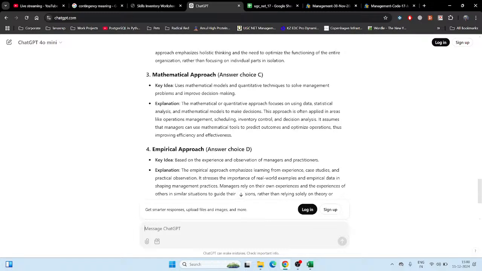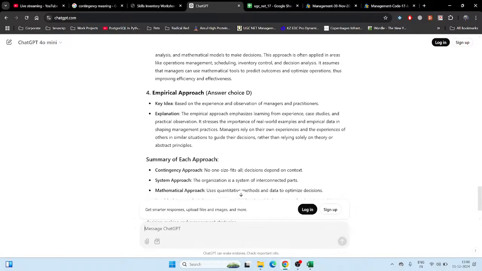And the final, empirical approach. Based on the experience and observation of managers and practitioners, the empirical approach emphasizes learning from experiences, case studies, and practical observations. It stresses the importance of real world examples and empirical data in shaping management practices. Managers rely on their own experience and the experience of others in similar situations to guide their decisions rather than relying solely on theory or abstract approaches.